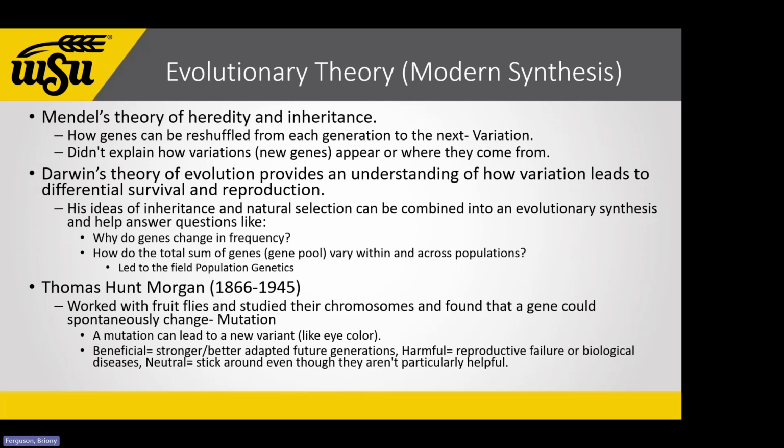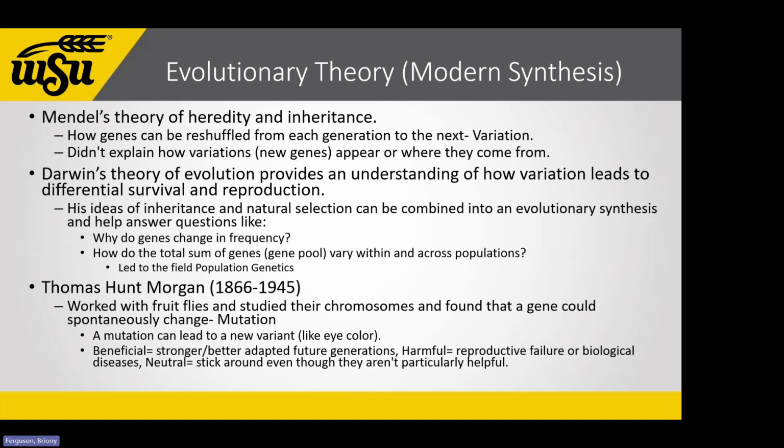Mutations are really important because they can lead to a new variant of a gene. For instance, eye color. If you didn't know, originally everybody actually had brown eyes and brown hair, and it was a natural gene mutation that created blue eyes, later on green eyes, blonde hair, red hair, all of that kind of stuff. Now, mutations can be beneficial, for instance, like the eye color.